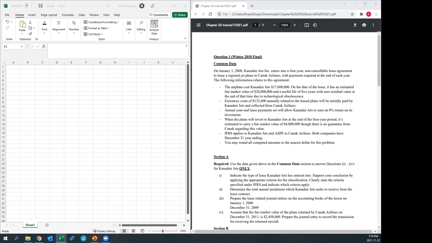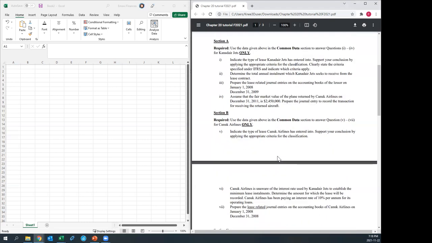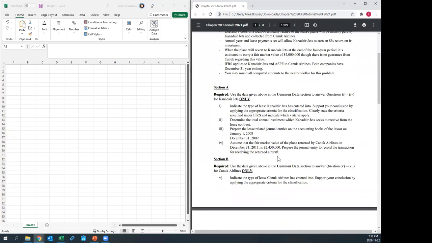IFRS applies to Canadair Jets and ASPE to Canuck Airlines. Both companies have a December 31st year ending, and you may round all computed amounts. So we'll do one section at a time because there's a few sections. For section A, they're asking us to do this section regarding Canadair Jets only. So all the questions we're going to look at is only for Canadair Jets.